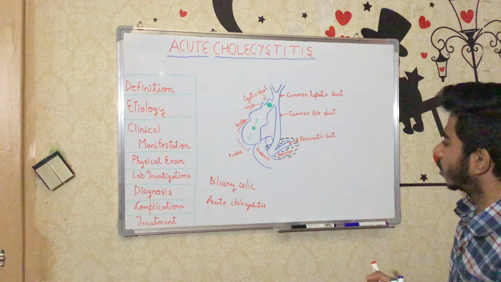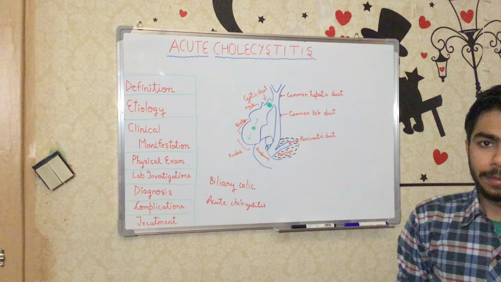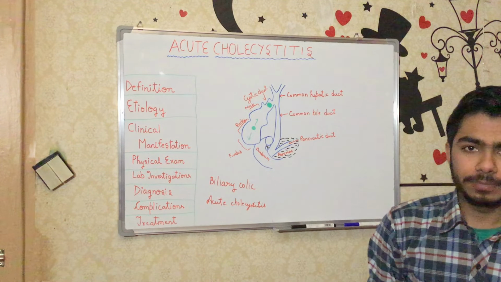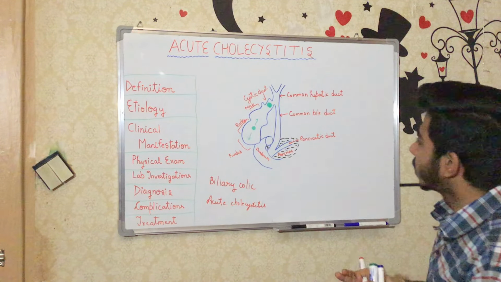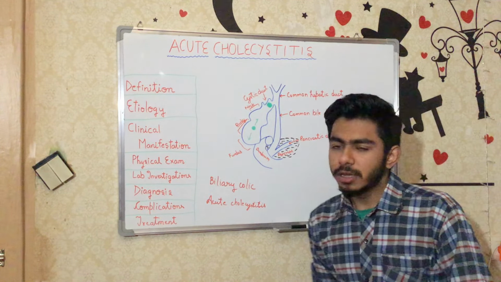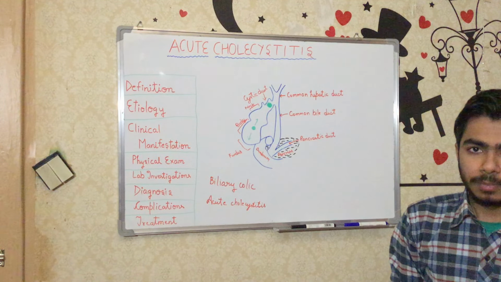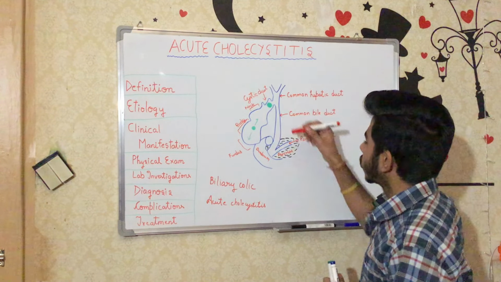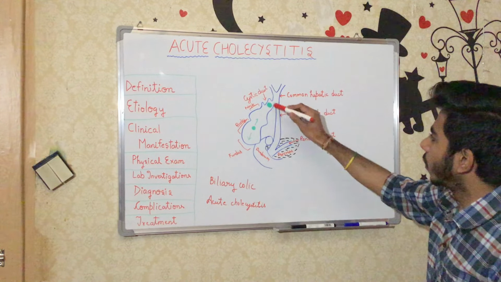In the situation of acute cholecystitis, the stone is already obstructing the cystic duct. So the patient will feel pain all the time. Through this, you can diagnose whether the patient is suffering from biliary colic or acute cholecystitis. If the patient is feeling pain all the time, there might be obstruction of the cystic duct by the gallstones over here.